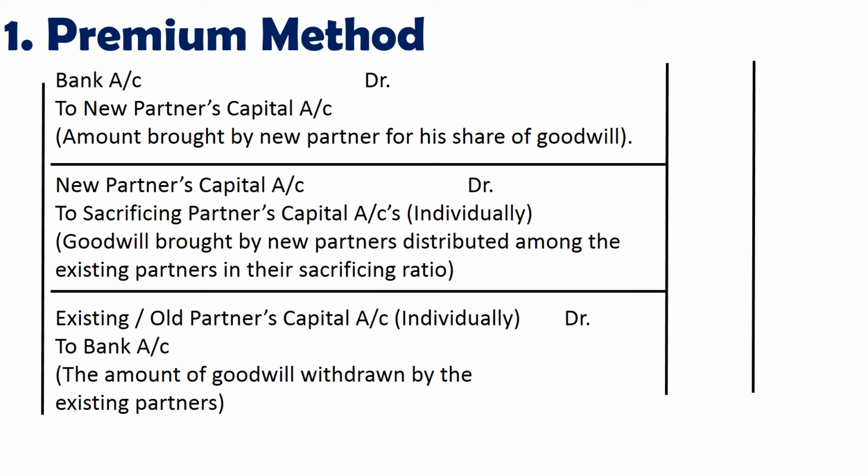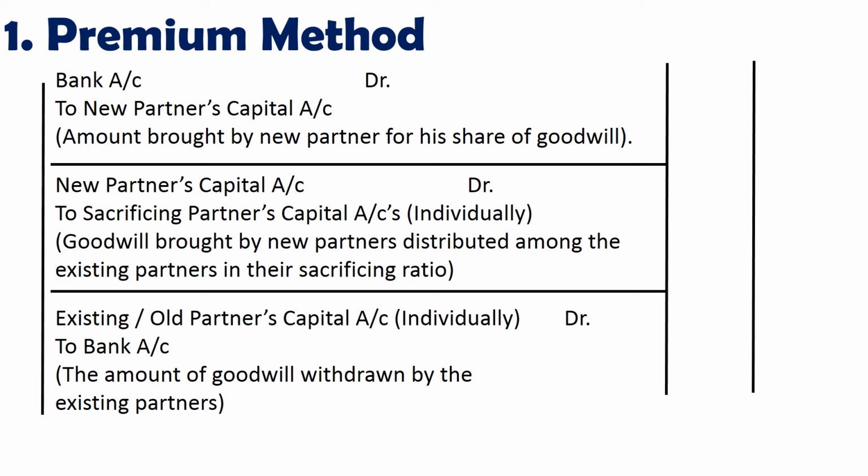And we have another general entry, which will be applied only when the old partner withdraws the goodwill. That entry will be: Old Partners' Capital Account debit to Cash Account. So these are all the general entries under the first situation.